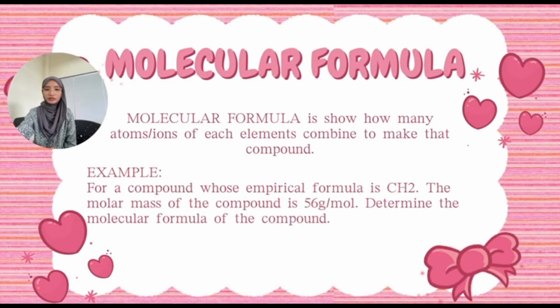Next, molecular formula. Molecular formula shows how many atoms or ions of each element combine to make that compound. So there's an example question for molecular formula. For a compound whose empirical formula is CH2, the molar mass of the compound is 56 gram per mole. Determine the molecular formula of the compound.